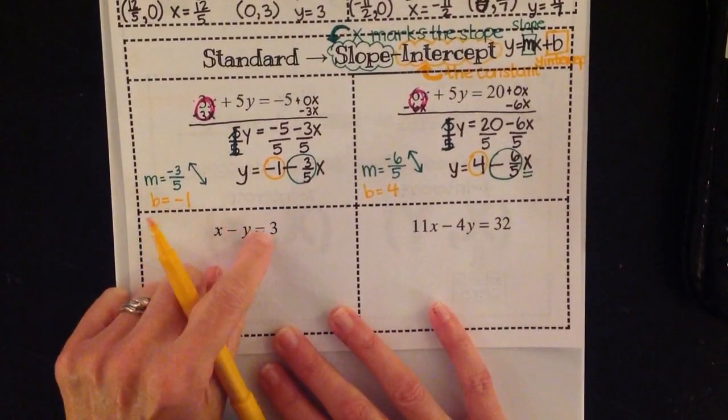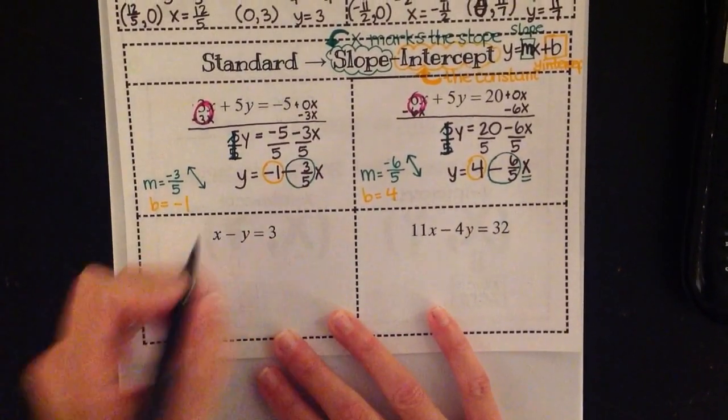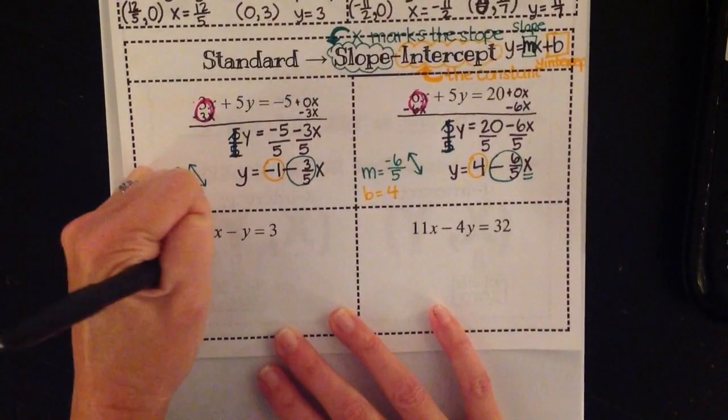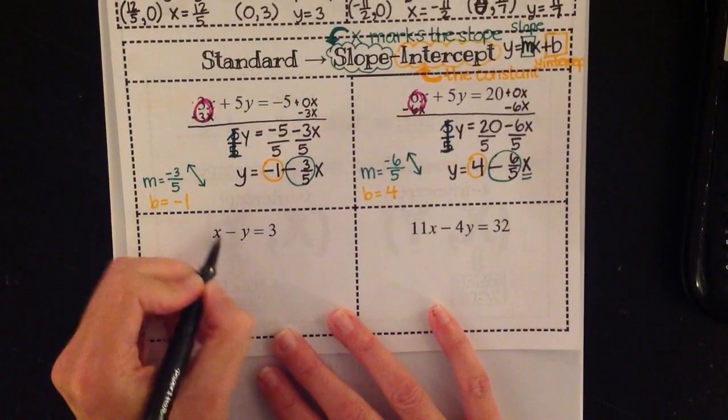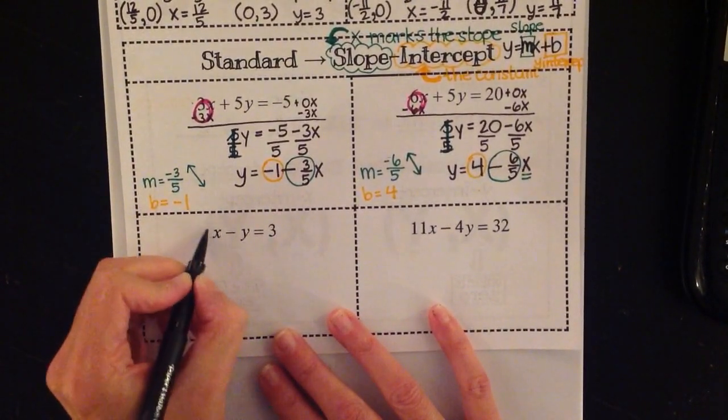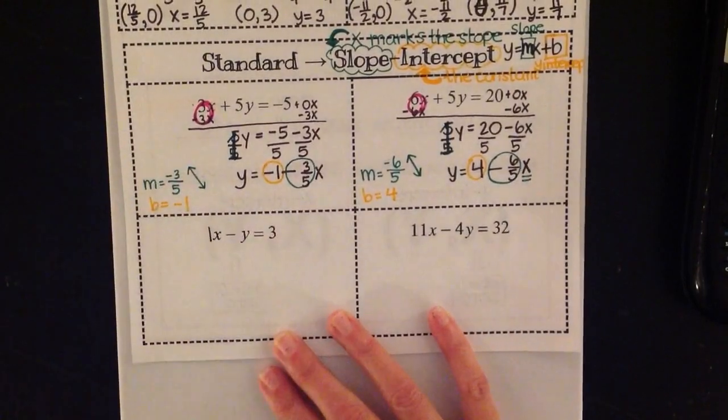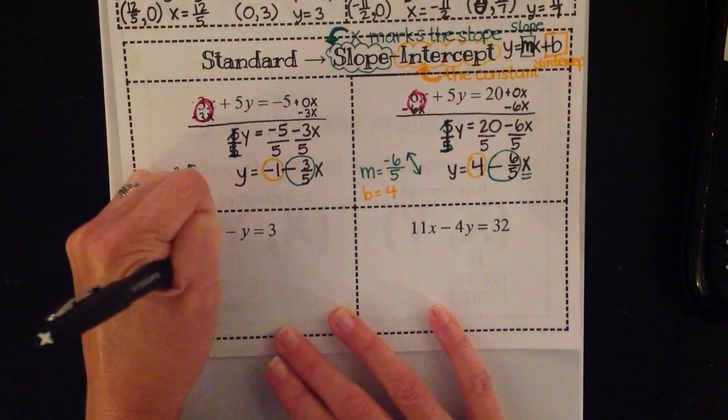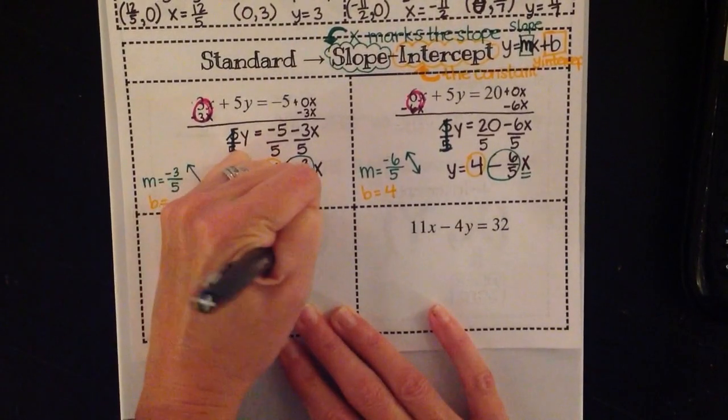So now I've got x minus y is equal to 3. So the first thing I've got to do is move x to the other side. So how do I move this x? Well, if you don't know how many there are, just ask yourself what number's here, and then hopefully you said a positive 1. So you are going to subtract 1x from both sides.